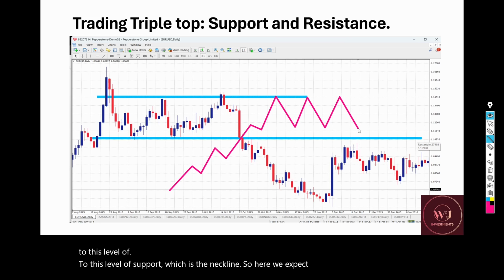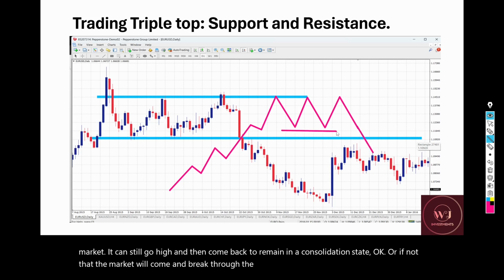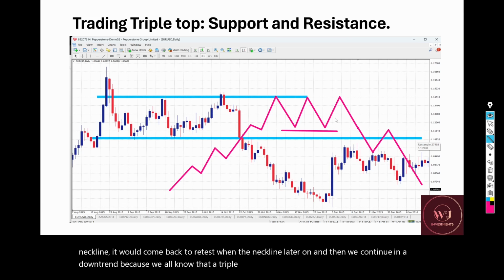Number one, the market can still go high and then come back to remain in the consolidation state, okay? Or if not that, the market will come and break through the neckline, which is right here. After breaking the neckline, it would come back to retest the neckline later on, and then we continue in a downtrend, because we all know that a triple top chart pattern is a bearish reversal pattern.